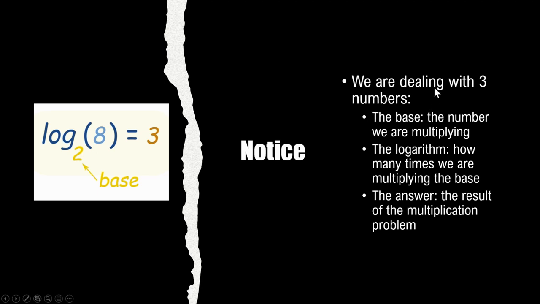All right, notice something. We are dealing with 3 numbers, so there's a lot going on in this problem. You've got the base, 2, which is the number we are multiplying. So we're going to be multiplying 2 times 2 times 2. The logarithm is how many times we are multiplying the base, so that's 3. And then the answer: what are we taking the log of? 8, the result of the multiplication problem. So 2 to the third power equals 8.